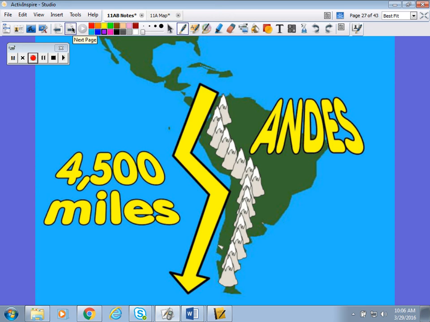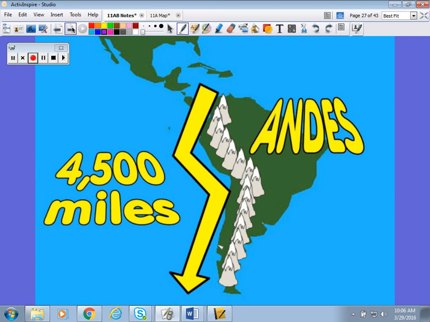For those of you who don't know, the United States is 3,000 miles across. So from one end of the Incan Empire to the other would be flying from DC to San Diego and then back past Denver, almost all the way out to Hawaii. So the Incans have a massive empire.